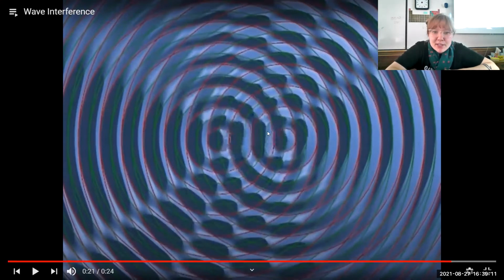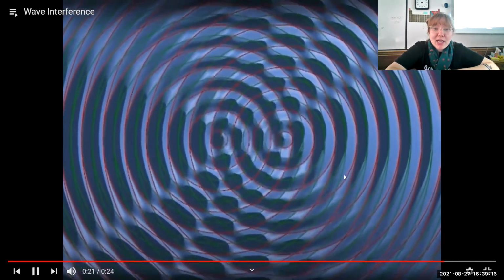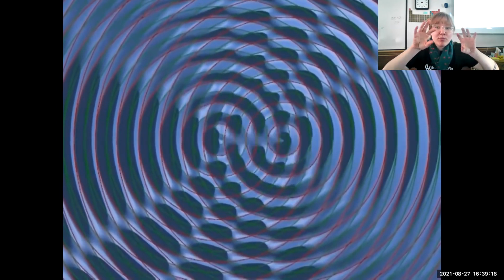So these little spirals here are showing exactly what we drew in the notebook, right? Light as it goes whoop, whoop, whoop.